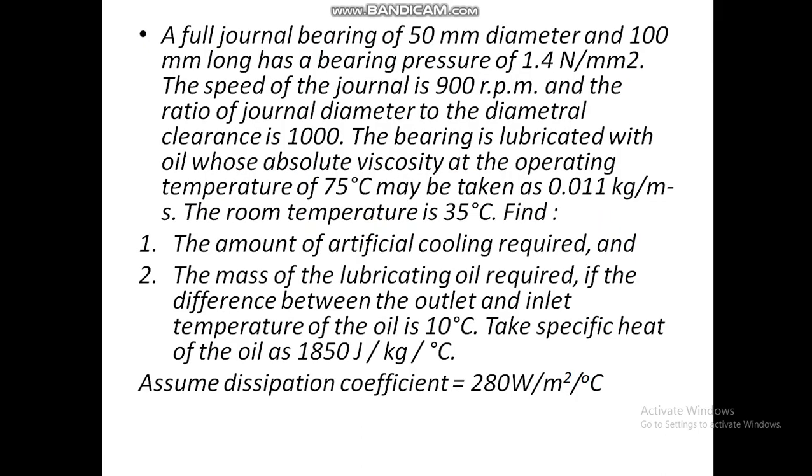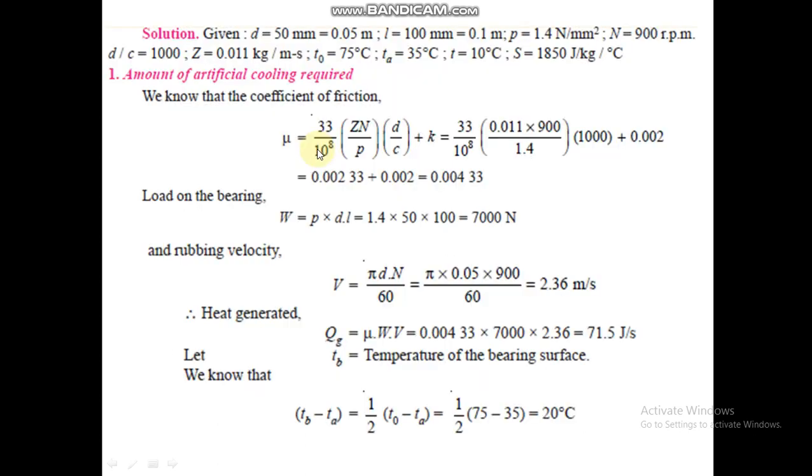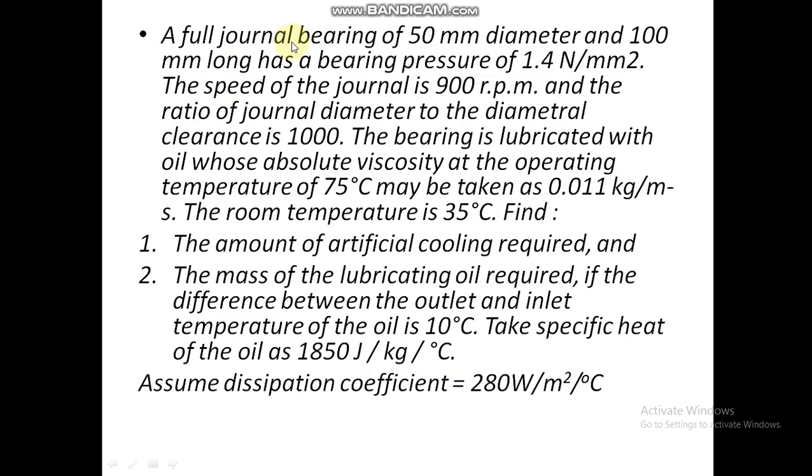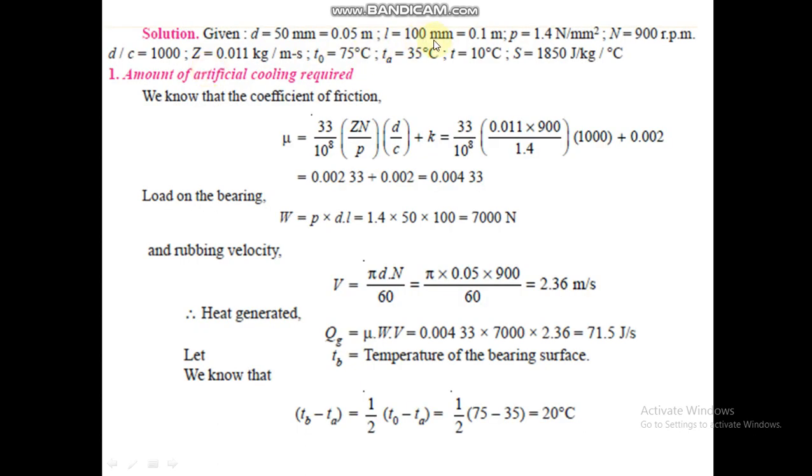We will try another numerical as well. A full journal bearing of 50 mm diameter and 100 mm length has a bearing pressure of 1.4. Speed of the journal is 900, and the ratio of journal diameter to diametral clearance is 1000. So we will write the given data. First of all, the diameter of the journal, D, is equal to 50 mm, given to us. Length is 100 mm, given, and we are converting it into meter as well.